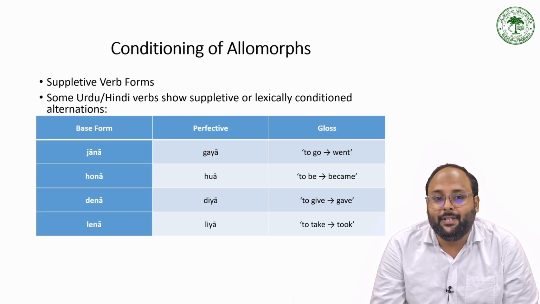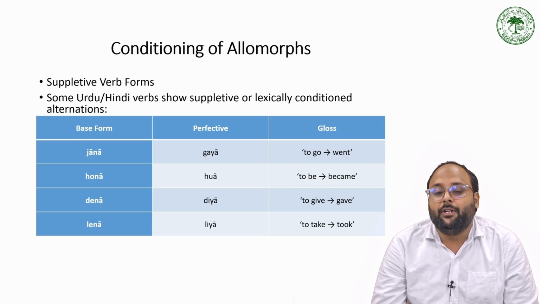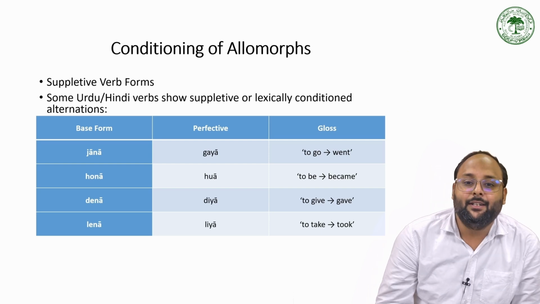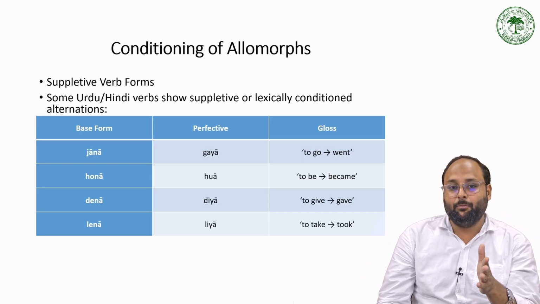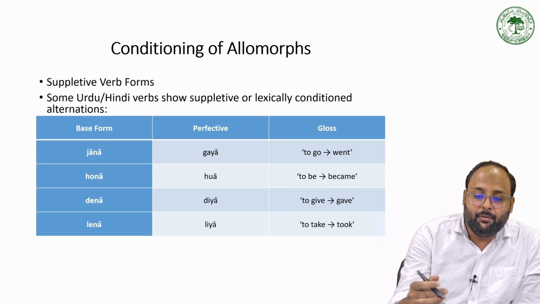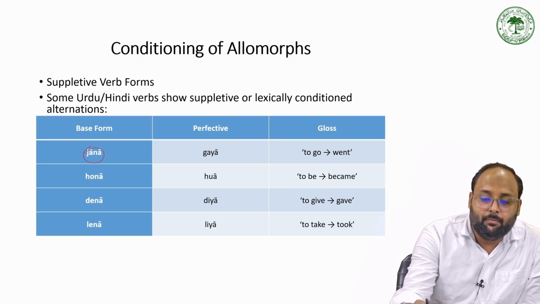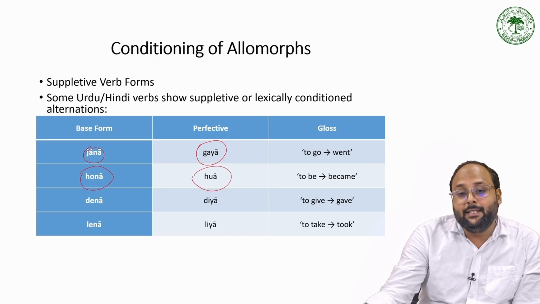There are also some suppletive verbs in Urdu. They are lexically conditioned. Like when you make the perfective form of the verb jana, it is gaya, or hona, hua, dena, diya, lena, liya. So jana goes into gaya and hona into hua. They are examples of suppletion, because there is a whole change between the forms. So jana becomes gaya and hona becomes hua. That is the example of suppletion.